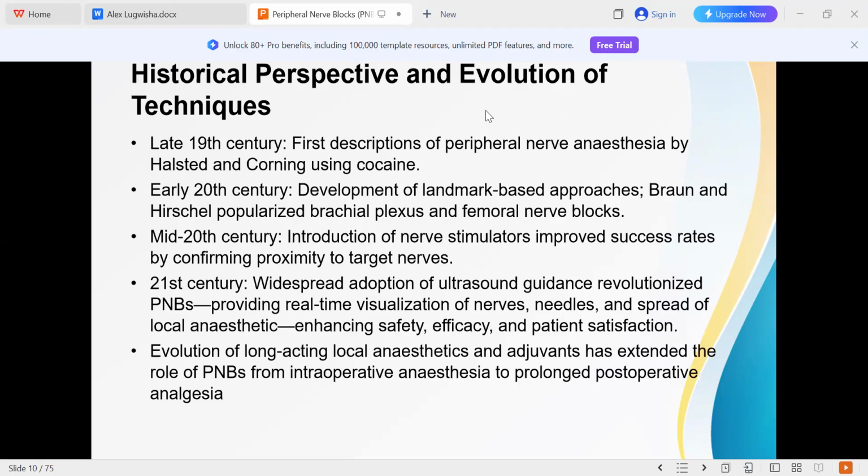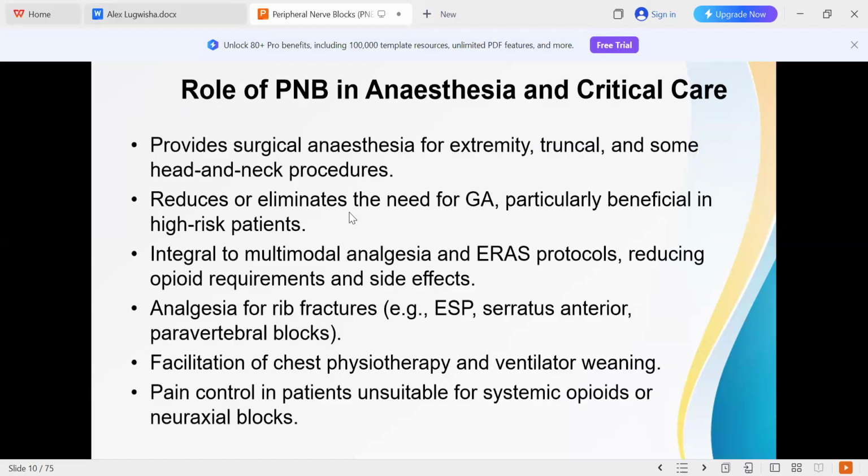All right, so the historic aspect, we'll not go back there because of our time. Let's go to what we want. So what are the roles of peripheral nerve block in anesthesia and critical care? They provide surgical anesthesia for the extremities, truncal, and some head and neck procedures.